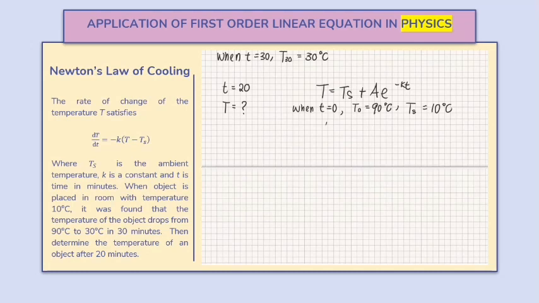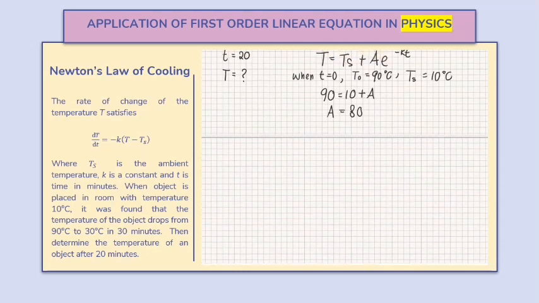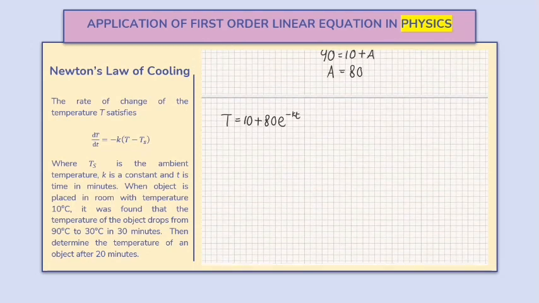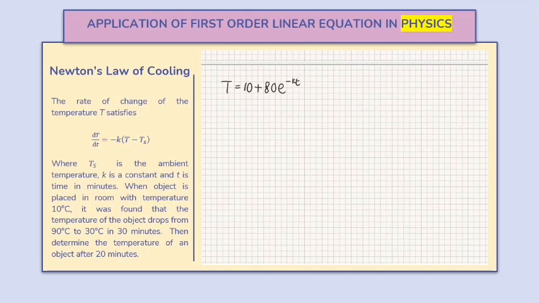So we will find that A equals 80. So the new equation is T equals 10 plus 80 e to the power of minus kt. So next step, we will find k. In order to find k, we start when t equals 30 and the temperature is 30 degrees Celsius. So 30 equals 10 plus 80 e to the power of minus 30k.